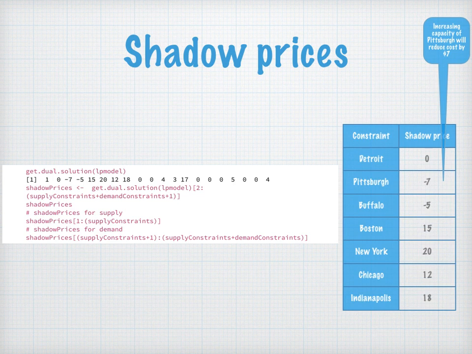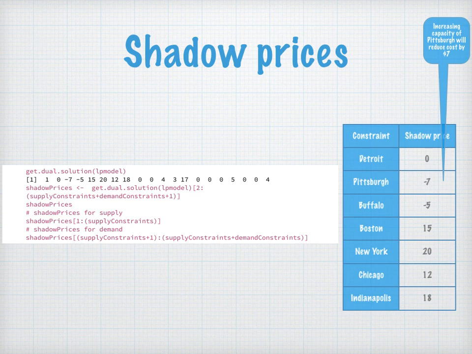Let's examine the shadow prices. Remember, you ignore the first value from the get Joules solution results. Look at the table on the right side of the slide. For the 3 supply sources, Detroit, Pittsburgh, and Buffalo, Pittsburgh has the lowest shadow price, so increasing capacity at Pittsburgh will reduce the cost by $7.